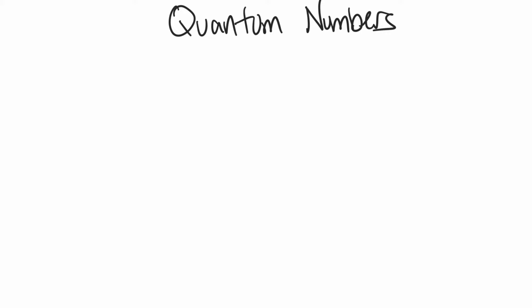All right, so we're going to talk about quantum numbers in this video. So basically, quantum mechanics is a set of complex mathematics that is used to describe the most probable location of an electron. The key point here is that this location of the electron is based off of probability, and this is a complex equation that's used to come up with these numbers.